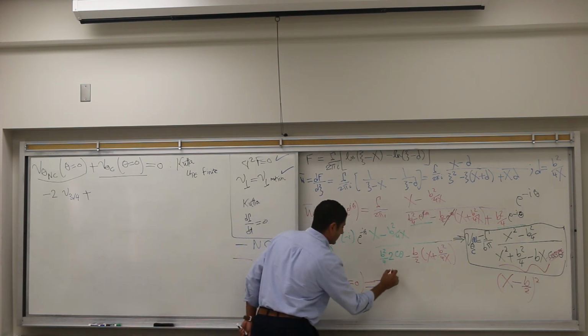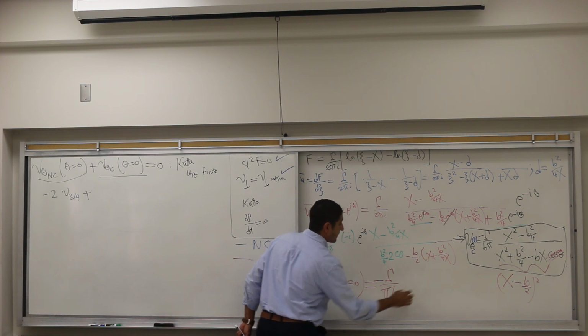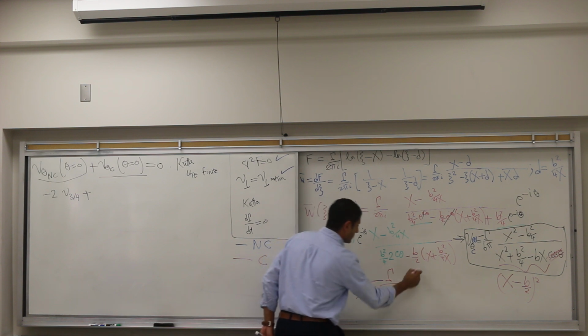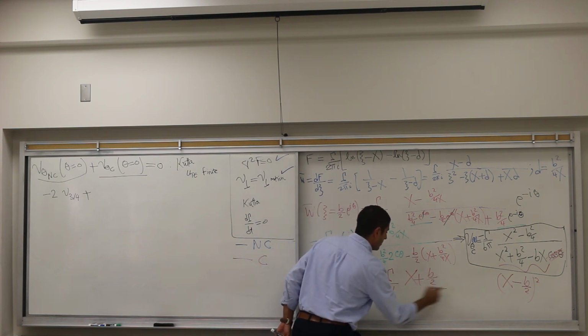Which means that this is negative gamma over pi b. This is x minus b over 2, x plus b over 2. So I have x plus b over 2 over x minus b over 2, okay?